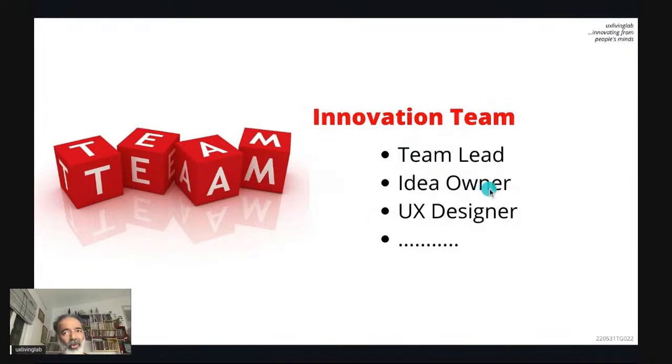Idea owner, the person who contributed that idea, should be in the team. We can call him the owner of the idea. So idea owner, then UX designer. These three people are inevitable in the team. Then you can add other people, but start with these three people.